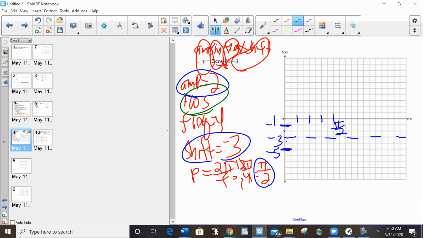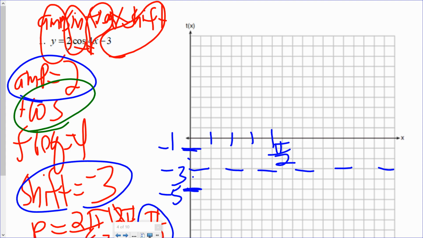So I'm going to start at my max, then midline, then min, then midline, then max. Make sure all the points line up with your dashes and your y-axis, and make sure they all also line up with your midline, your min, and your max. And that's it. Draw your wave and you're done.